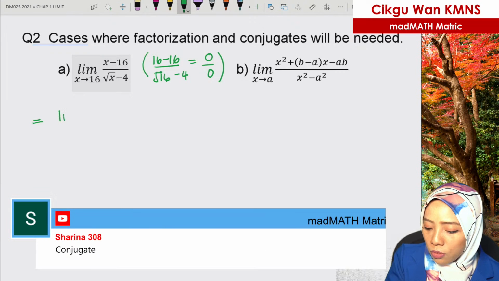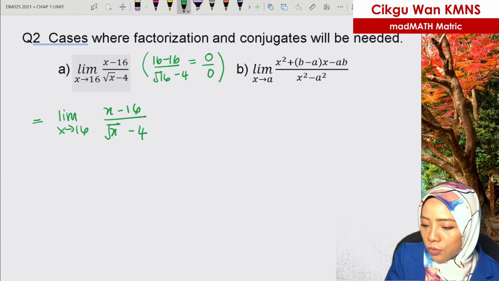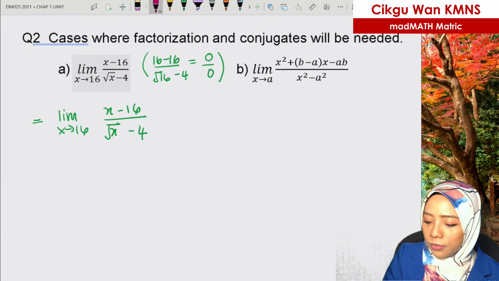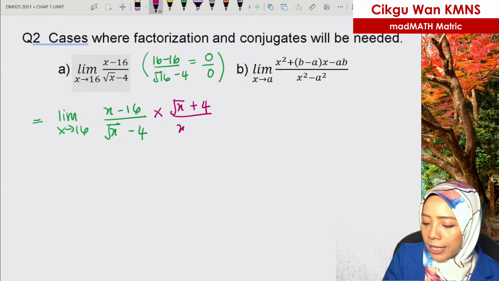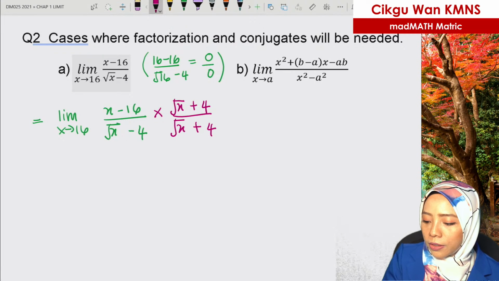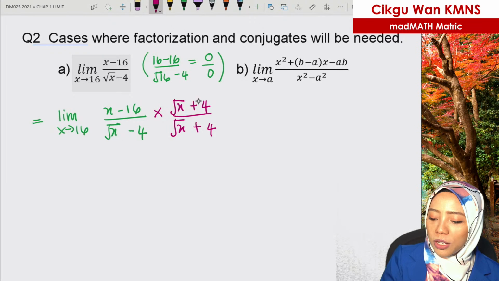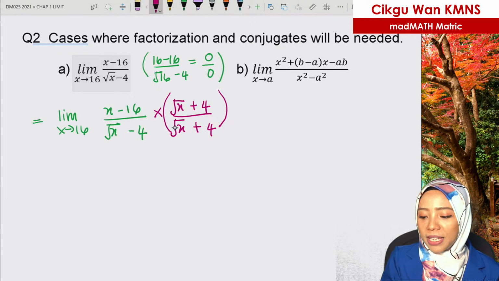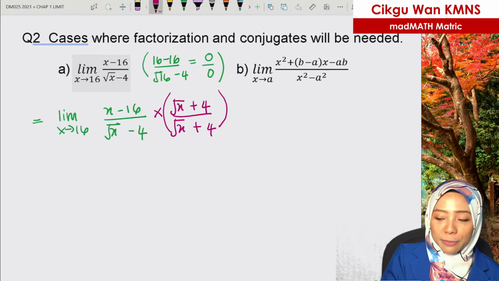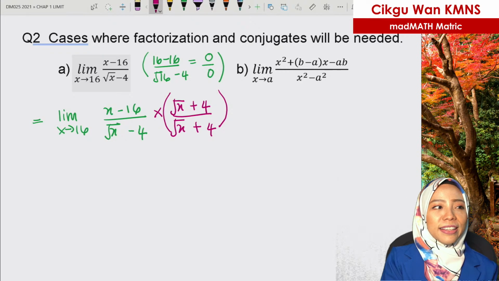Okay, so now if you want to conjugate, you have to write down the limit as x approaches 16 of x minus 16 over square root of x minus 4. Okay, so now we multiply with square root of x plus 4 over square root of x plus 4. Why must top and bottom be the same? The conjugate is on the denominator, so why must we put it on top too? What is the rationale? Please comment. Why?